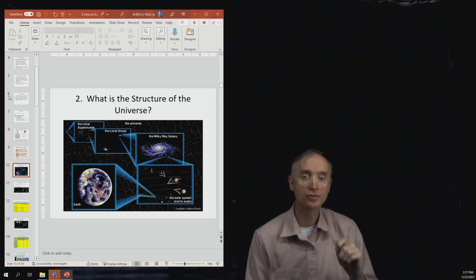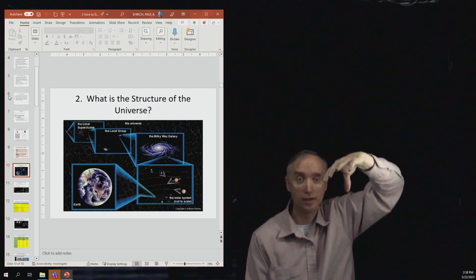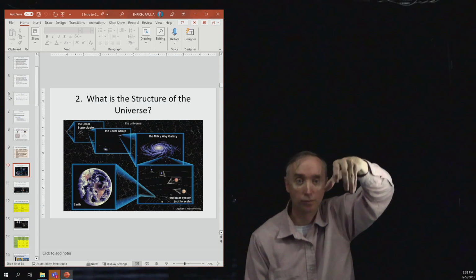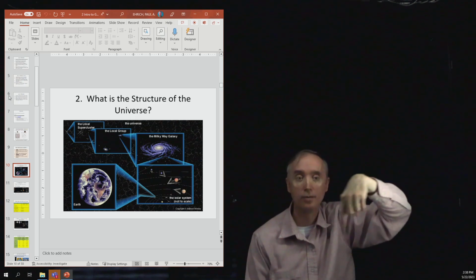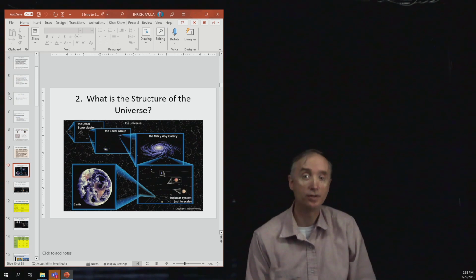Okay, then our solar system is part of the Milky Way galaxy. A galaxy is a collection of stars, and each of those stars normally is going to have a solar system in orbit around it. Our galaxy is a spiral galaxy, and it is actually rotating. It makes one rotation about every 200 million years.